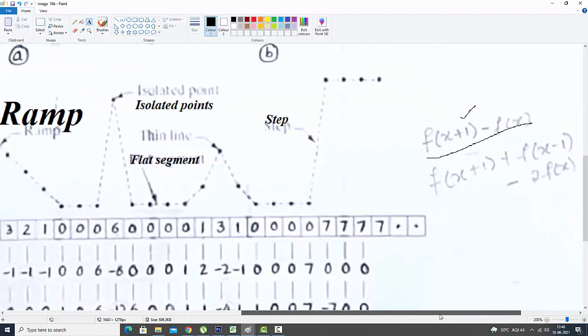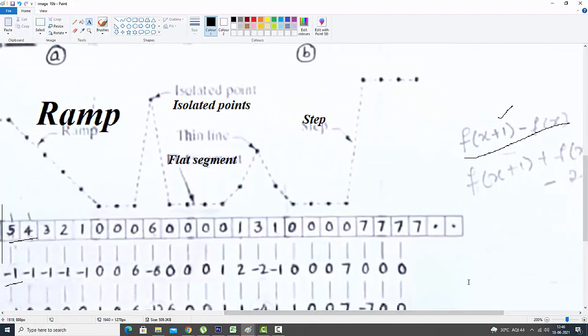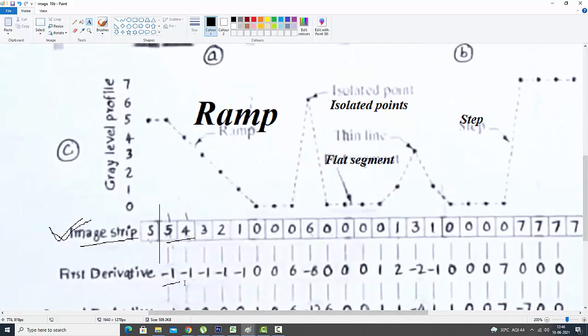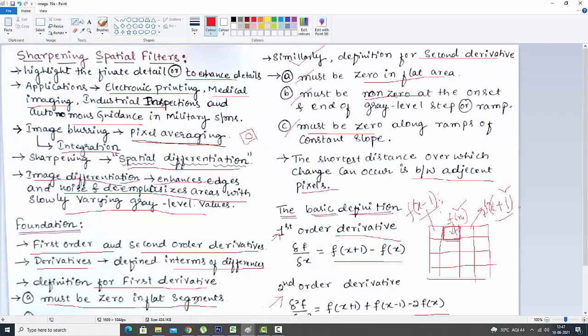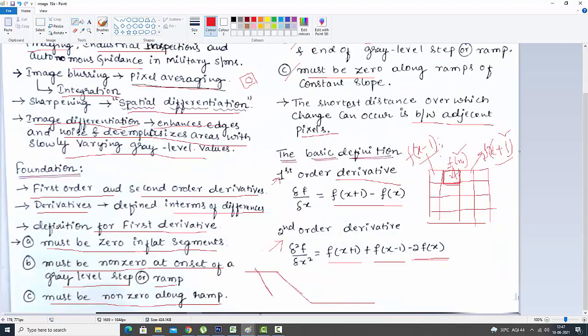So what happens actually, we are doing f(x+1) minus f(x). So from there we are getting minus 1, these values we are getting. So if we plot it, we can see that across the ramp value they have shown, all of them have the same value, minus 1, it will become flat. That one has been understandable from the last slide, as they have said. In the first slide they have said that it must be 0 in flat segments. Okay, must be non-zero on the onset of the gray level step or ramp.